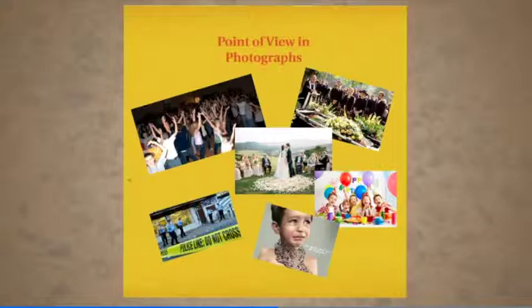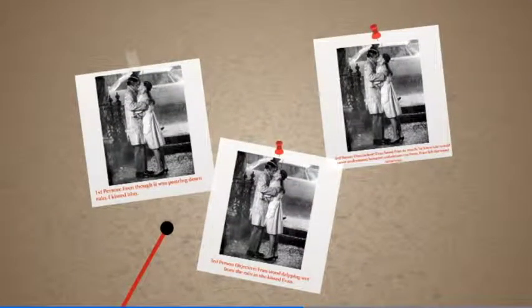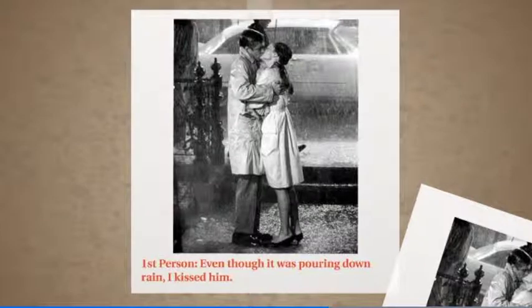Now, before I have you do this on your own, I'm going to show you a couple examples so you're not so lost. Here is a picture. You can see it looks like a man and a woman kissing in the rain. It's a black and white photograph. I'm going to make sure that my point of view sentences stem with the same theme from this photograph.